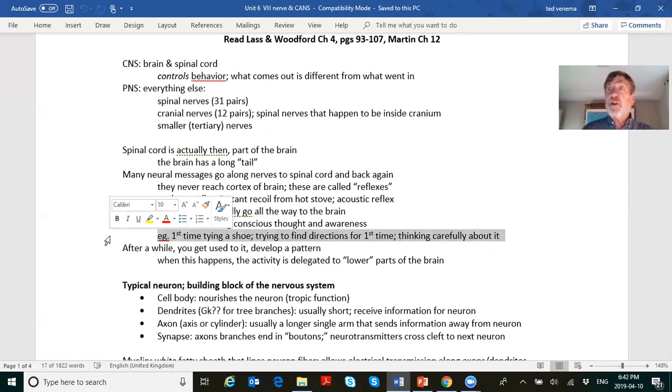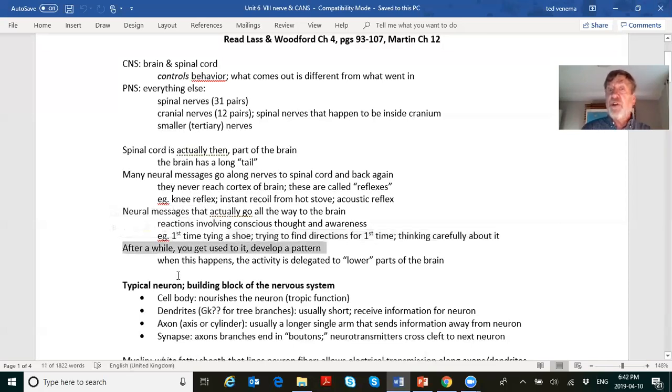like when you're trying to find your way to your friend's house for the first time. You're carefully looking at the street signs and carefully, your whole brain's involved. After a while, when you get used to it, you're hardly thinking about it anymore. It's almost all reactions. It's just kind of memorized patterns. So after a while, you get used to things and you develop a pattern.